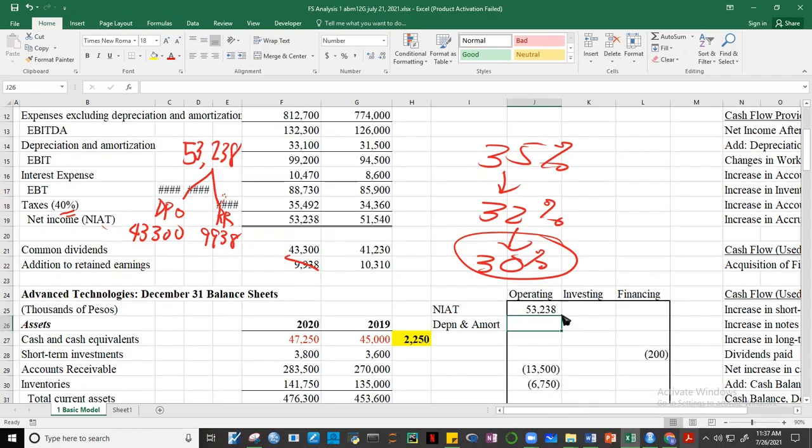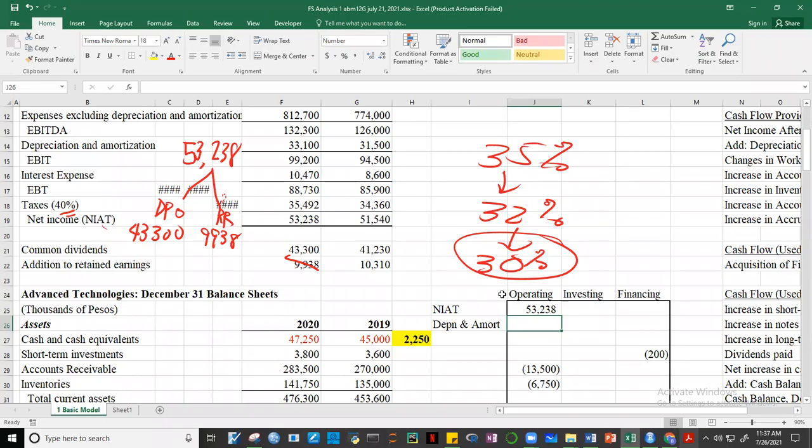What do we do with the depreciation and amortization? Everyone, please chat. Anong gagawin natin sa depreciation and amortization? Kasi binawas natin to arrive at the net income, but we have to convert this into cash. So what do we do with 33,100? Kindly please, paki-chat, guys. Isa-subtract, Simon.